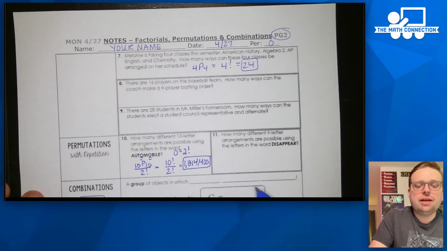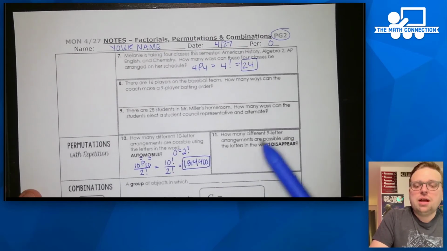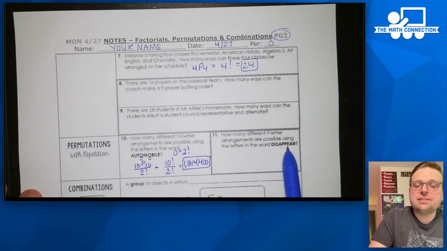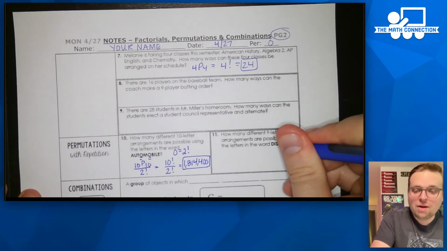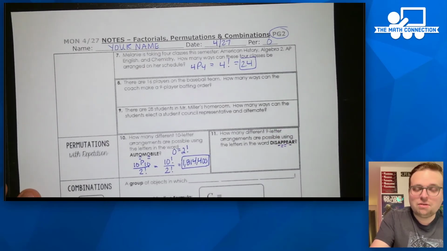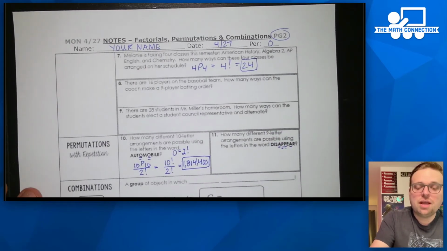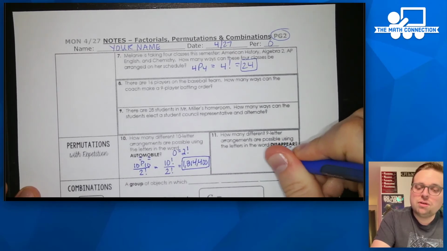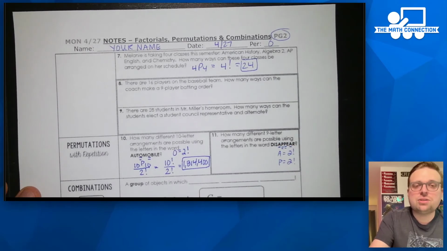Because that's kind of tricky, I'm actually going to do 11 with you. How many different 9-letter arrangements are possible using the letters that are in the word disappear? So 1, 2, 3, 4, 5, 6, 7, 8, 9. There's 9 letters. There are actually 2 repeats here. Okay, so A repeats and the letter P repeats. So pay attention to that. A is going to be a 2 factorial, and P is going to be a 2 factorial.